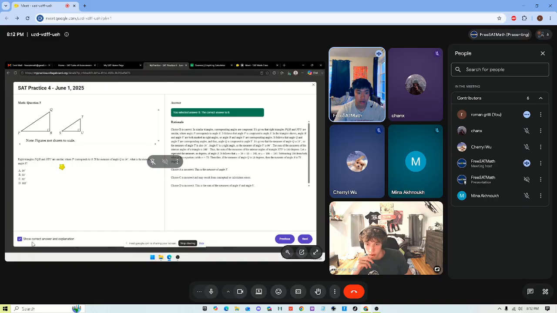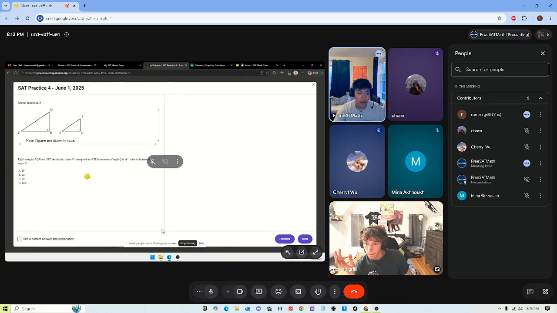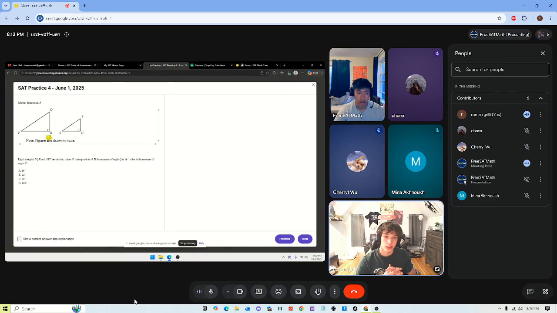For this question, if it's similar, that means the ratio is the same and the angles are exactly the same. That's what you have to know, basically. If it's similar, the angles are the exact same, but it doesn't necessarily mean the side lengths are the same.